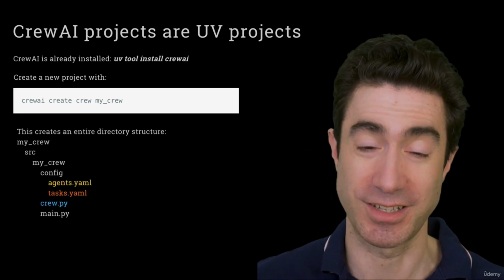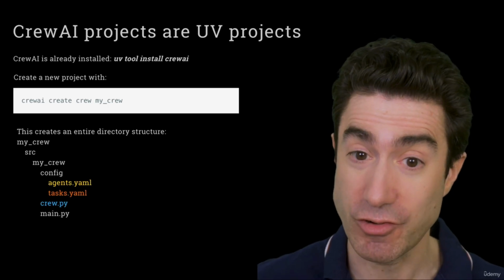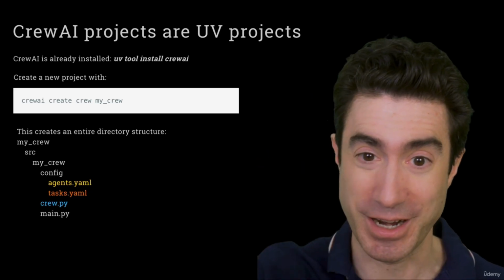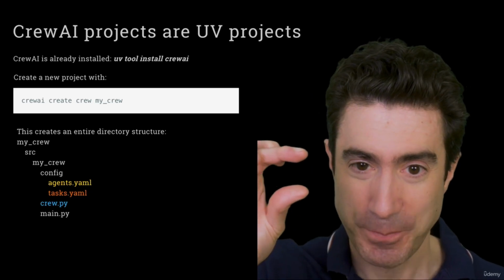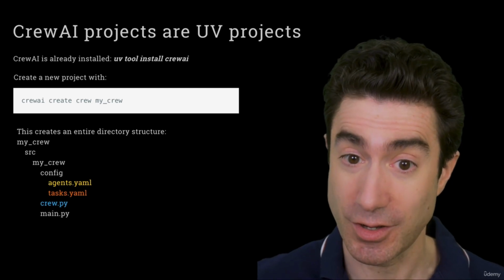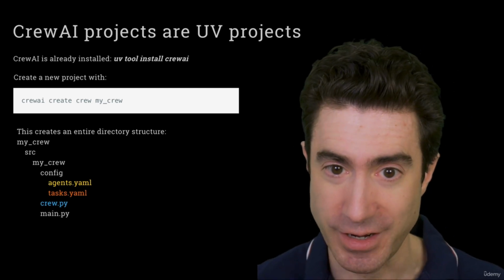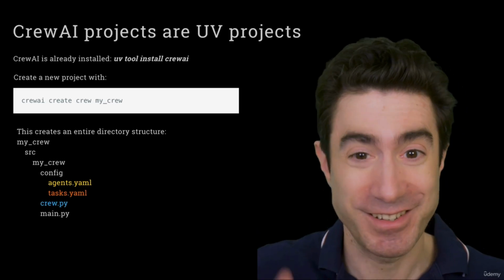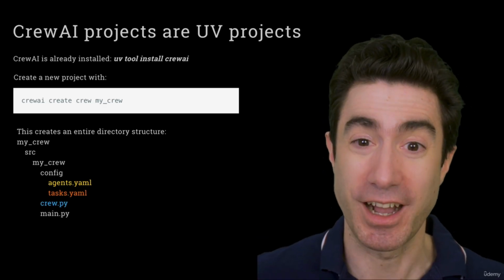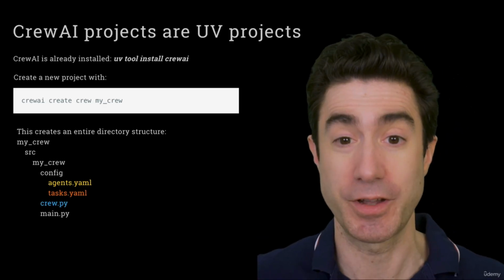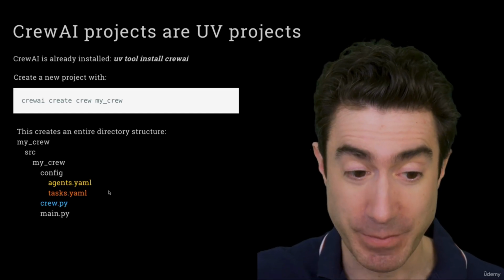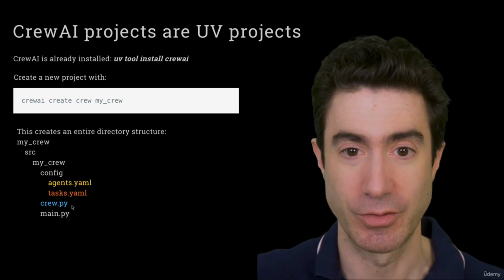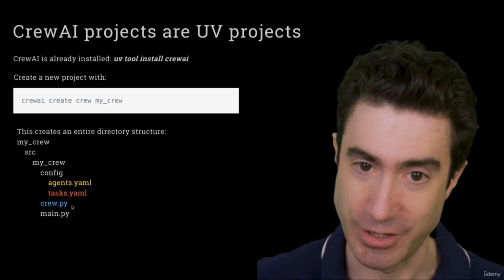So CrewAI create crew, my crew. And what that does is it's going to create a whole directory structure that's going to appear immediately. There's going to be at the top, my crew or my project, whatever you call it, and then a subdirectory source, src. And within that subdirectory will be the name of your project again, my crew, whatever. And then under that, it's a bit nested. Under that will be a directory called config, which is where you put your YAML files. And we'll see in particular, by default, there'll be an agents.yaml and a tasks.yaml, which is where we can put our configuration for our agents and tasks.